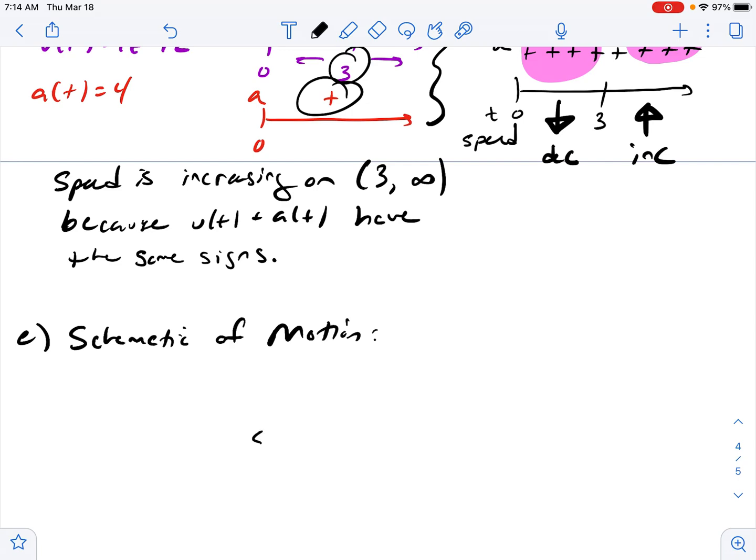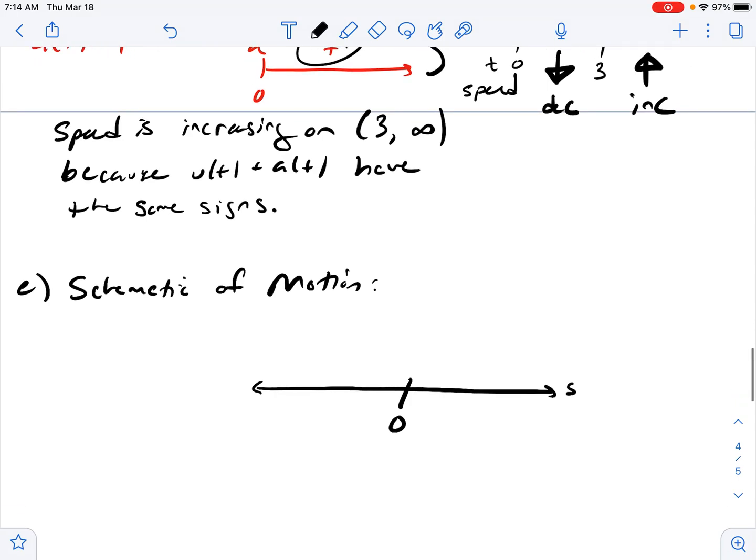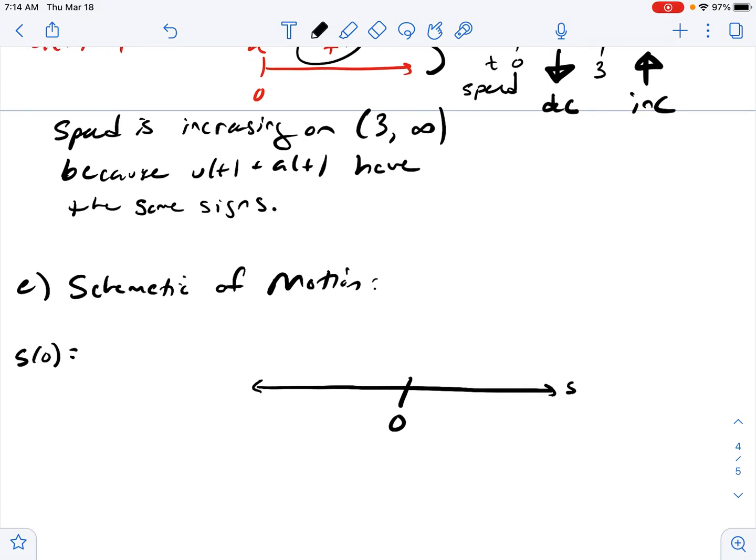Okay, so here's what we're going to do. We're going to have a position number line to show the motion, and I'm just going to have position 0 there. Label this S for position. All right, and now some important positions to come up with. I would say our starting position is important. So I want S of 0.